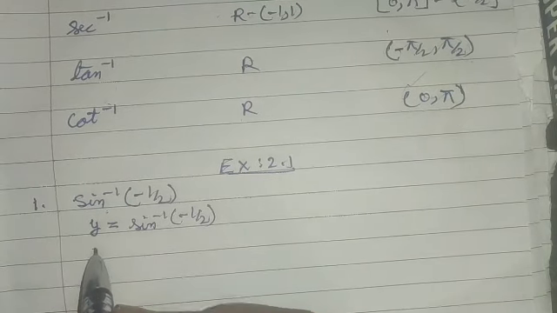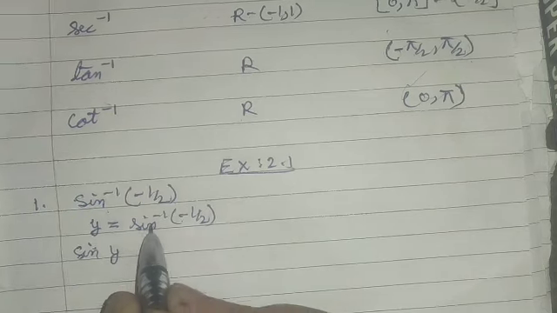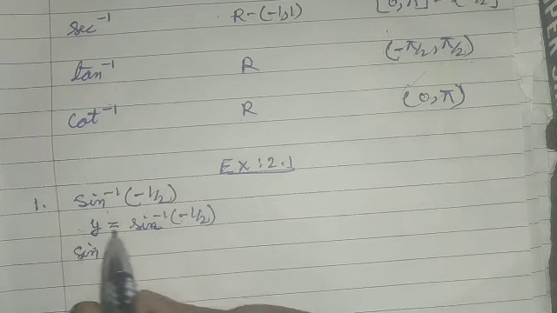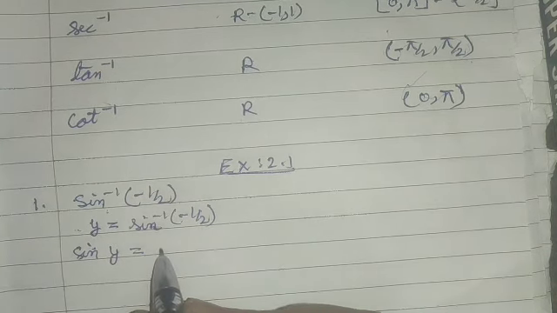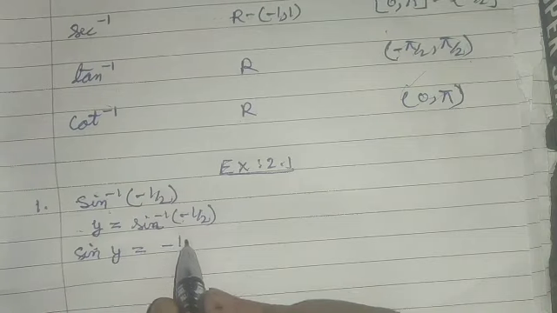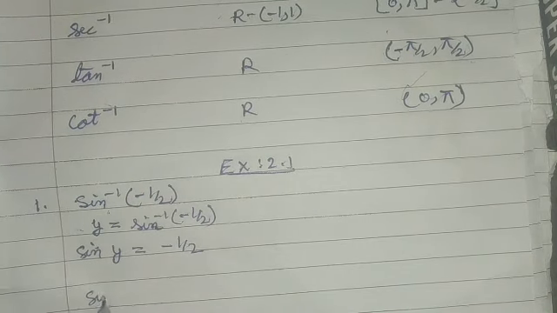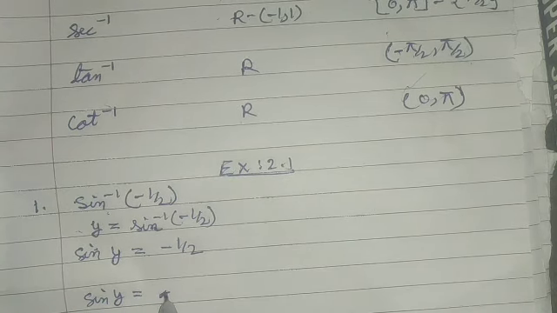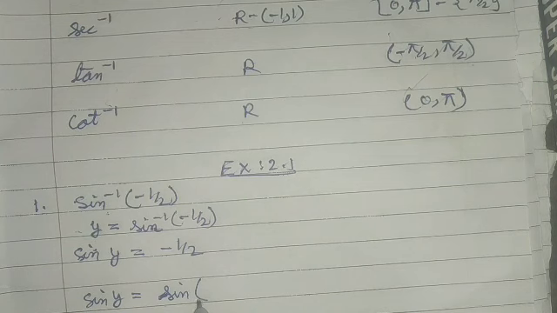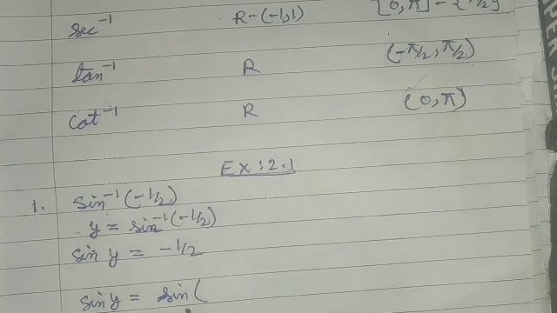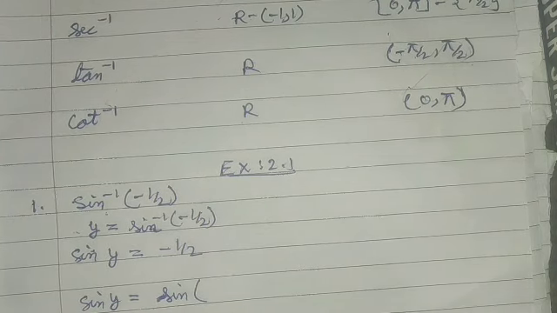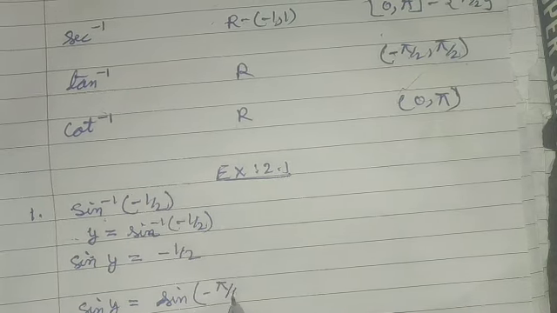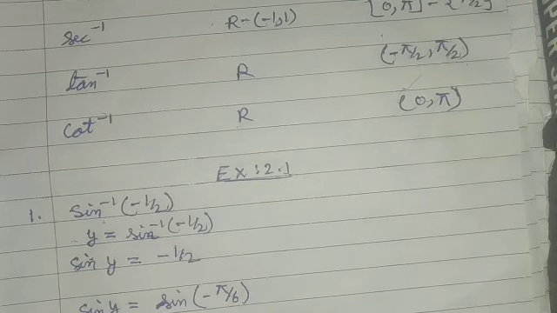Now this will give us sine y. Taking sine inverse from right to left, this will be sine y equal to minus 1 upon 2. Now sine y equal to minus 1 upon 2. The value of sine 30 is 1 upon 2, and 30 degrees means pi by 6. So sine 30 is equal to 1 upon 2.